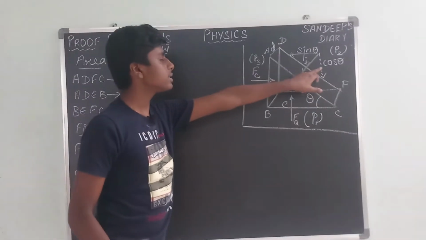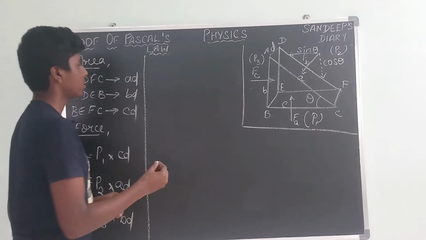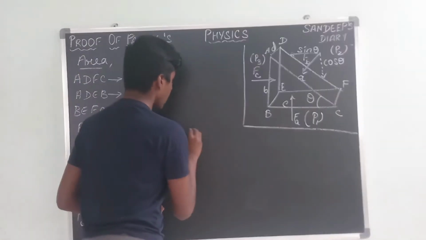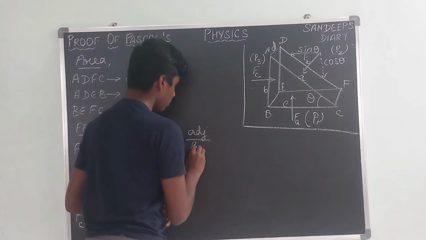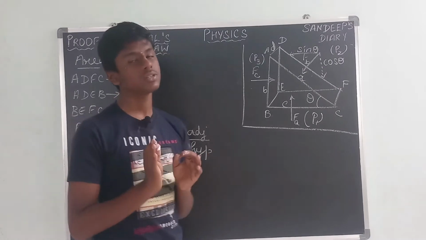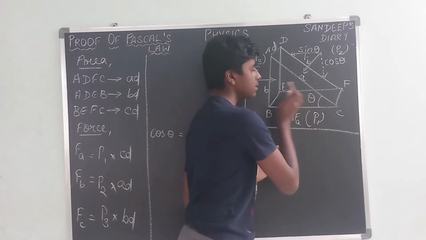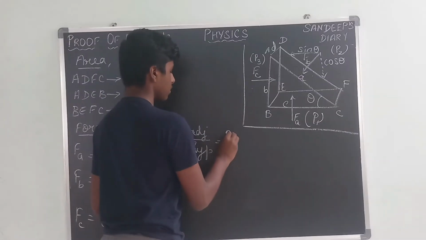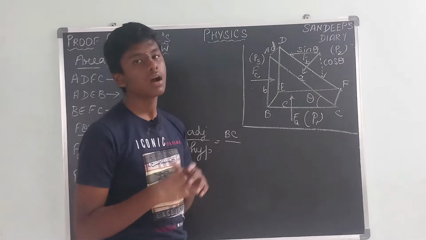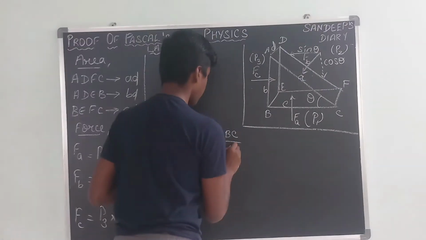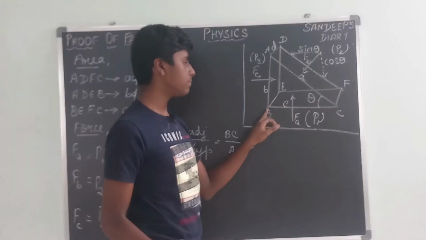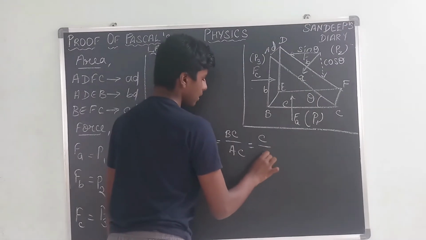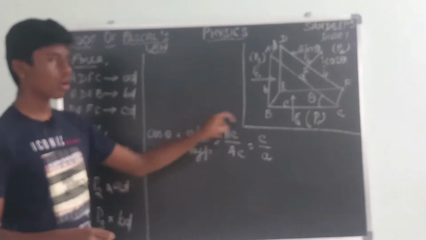Next, here you can see the cos theta and sin theta. So what is cos theta? Cos theta is nothing but adjacent by hypotenuse. Here is the theta. What is the adjacent side of theta? Adjacent side of theta is BC, right? What is the hypotenuse side? Hypotenuse side is AC. So in BC we have C. In AC we have A. Right, now we found the cos theta value.